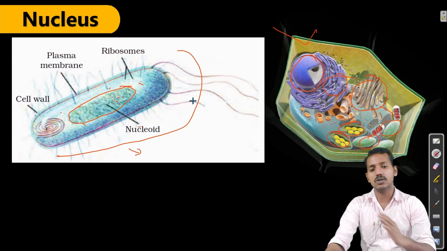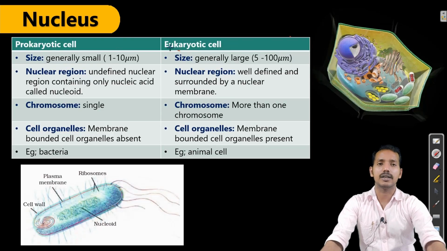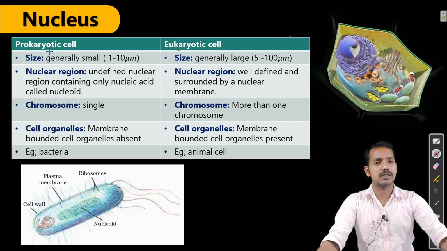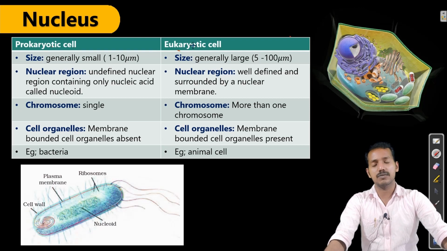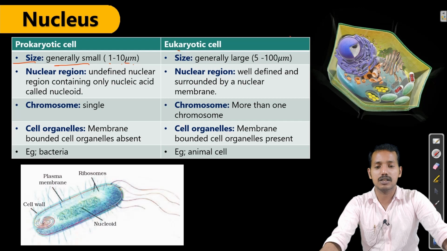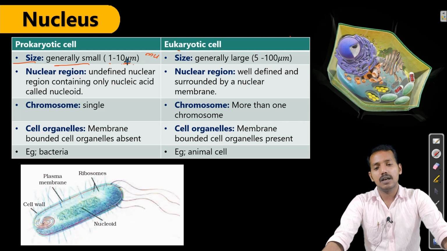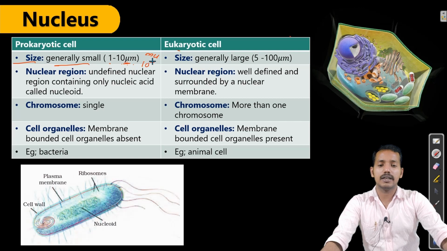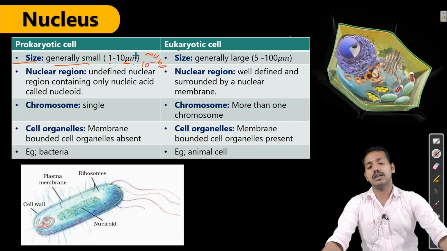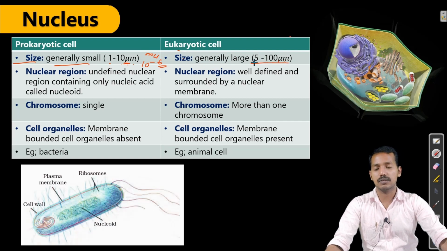On the basis of these differences, the organisms are classified into prokaryotes and eukaryotes. Prokaryotes are organisms with a prokaryotic cell, and eukaryotes are organisms with a eukaryotic cell. What are the main differences? In case of size, prokaryotic cells are generally small, 1 to 10 micrometer. The symbol is mu, which means micro, 10 raised to minus 6 meter. The size of eukaryotic cells is generally larger, 5 to 100 micrometer.